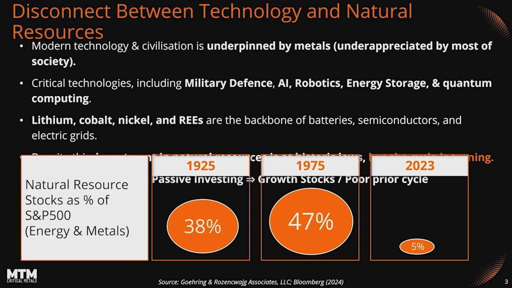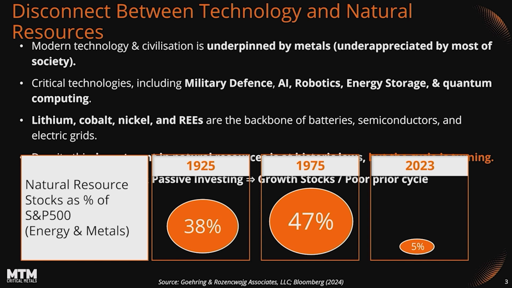The next topic I'd like to discuss is the current major disconnect between metals and the technologies that metals go into, such as artificial intelligence. Now, if you did a survey of the S&P 500 back in 1925, approximately 40% of the index was comprised of metals or energy-related stocks, so natural resource-based stocks. And that grew to almost 50% in the 1970s during the oil shock. Whereas last year, that has dropped to a dismal 5%.